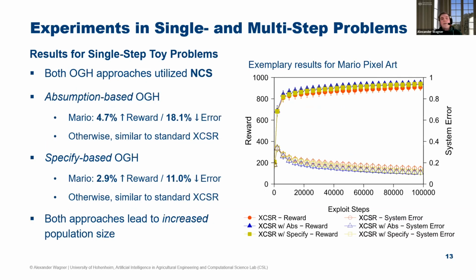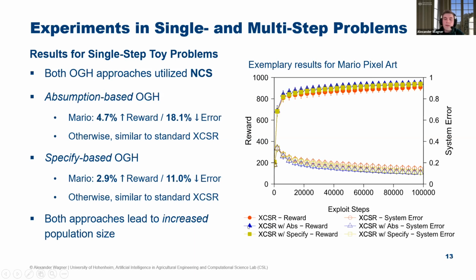So, for the experiments in the single-step toy problems, both OGH approaches utilized the NCS strategy for specialization. And there we obtained these results. Here the Absumption-based OGH performed best and outperformed the other configurations, as also shown in the exemplary results plots for the Mario pixel art, which is also written here in percentages. The Absumption-based OGH improved the reward by 4.7% and reduced the system error by 18.1%.